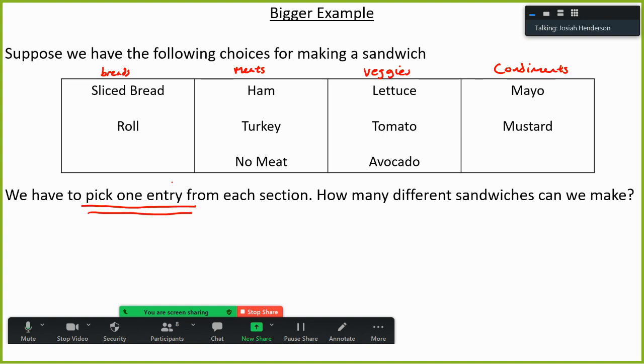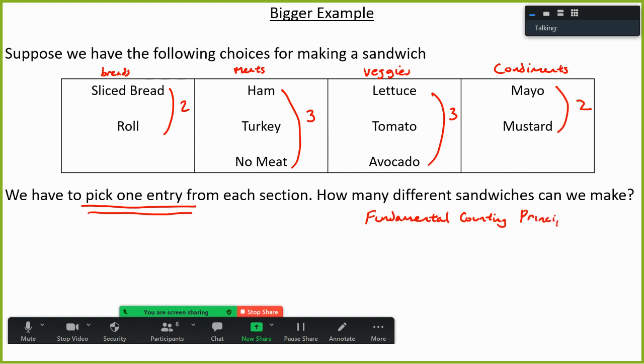If we use the fundamental counting principle, all we need to do is multiply the number of options in each section. So there's 2 options, then there's 3, then there's 3 again, and then there's 2. So using the fundamental counting principle, 2 times 3 times 3 times 2. So what is that? 6 times 6. 36 total different sandwiches exist here.